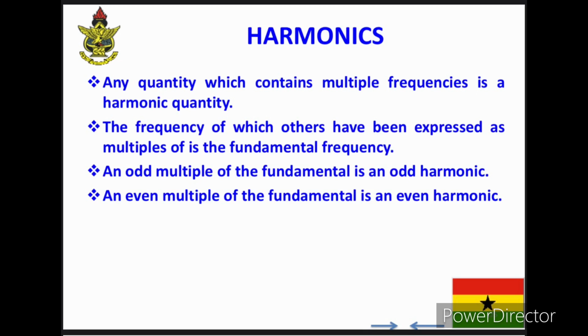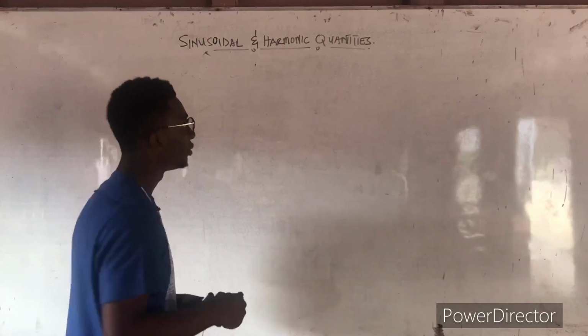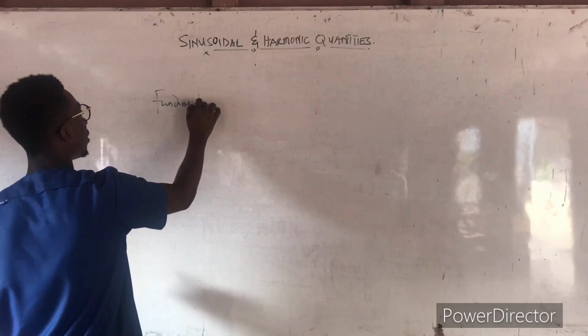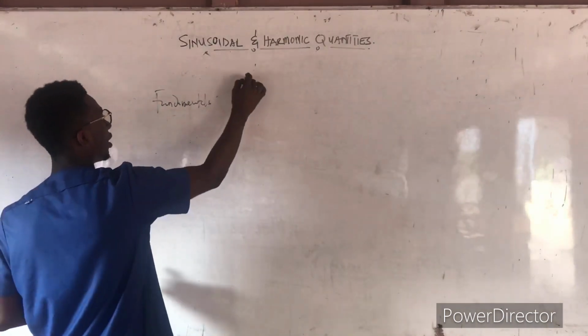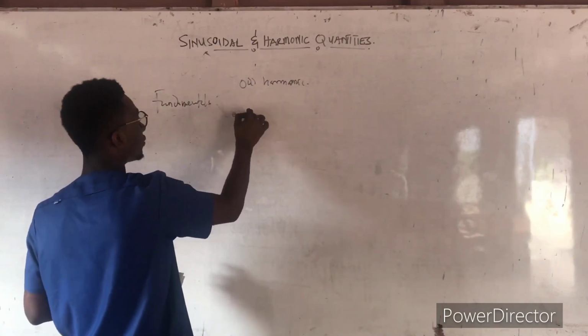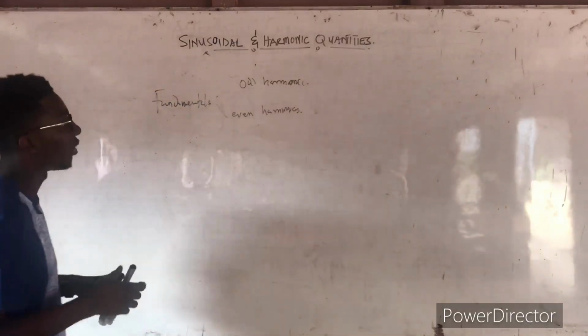Any quantity which contains multiple frequencies is a harmonic quantity. The frequency of which others have been expressed as multiples is the fundamental frequency. An odd multiple of the fundamental is an odd harmonic, and an even multiple of the fundamental is an even harmonic. So from the definition of the harmonic quantity given in the slide, when you have your fundamental, you can have what we call the odd harmonics, or you can have the even harmonics.